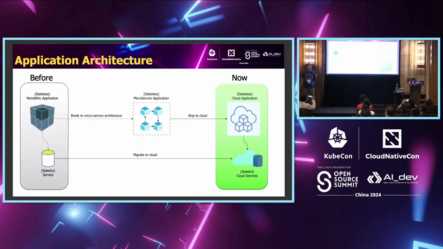The second change is that the application architecture has fully changed. Before migrating to the cloud, the system was divided into the stateless part and the stateful part. The stateless part is the main application, and the stateful part is the service. The application was broken into large-scale microservice architecture applications, and we shipped them to the cloud. Cloud applications mainly changed to microservice architecture applications, and services migrated to the cloud. We use cloud services as the stateful part.